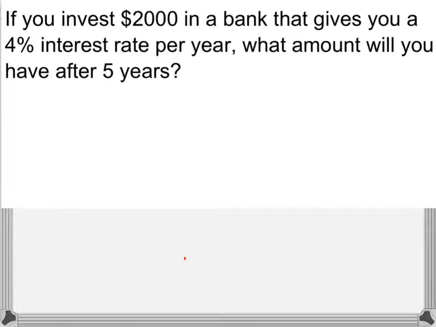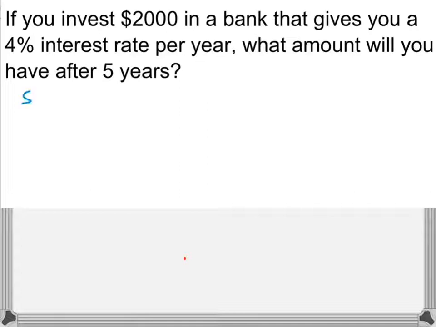So let's say that you have $2,000 and you invest it, or you put it in your savings account in a bank. That bank gives you 4% interest per year. And you're wondering, after 5 years, how much money will that $2,000 become? So let's just review what this means.